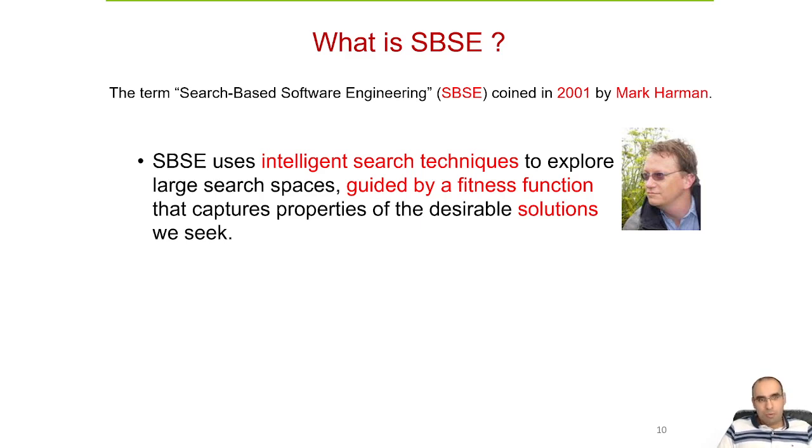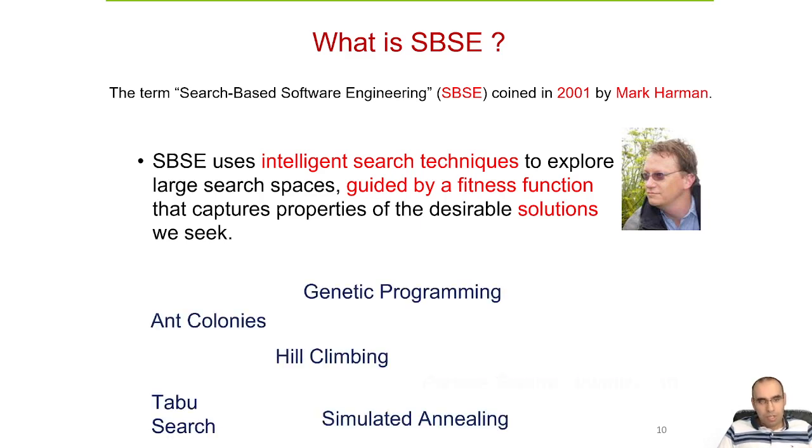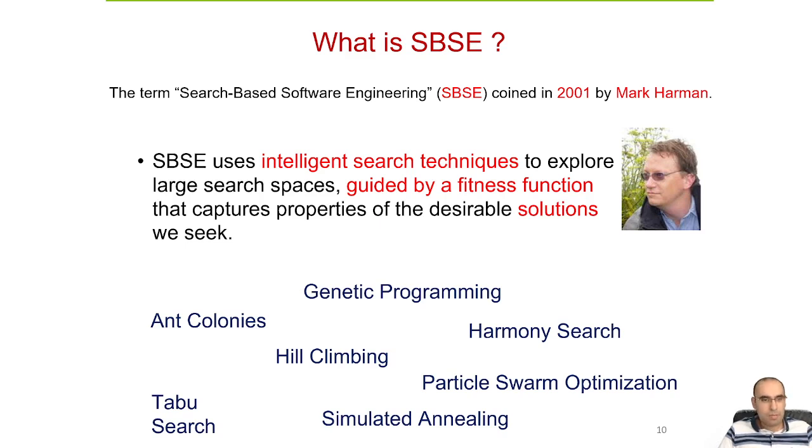And this exploration is guided by what we call a fitness function that captures the properties of desirable solutions that we would like to have to solve a given problem. And once a problem is formulated as a search-based software engineering problem, there are multiple ready-made algorithms that we can use to solve our problem, like genetic programming, hill climbing, harmony search, particle swarm optimization, simulated annealing, and many other algorithms that are ready for use.